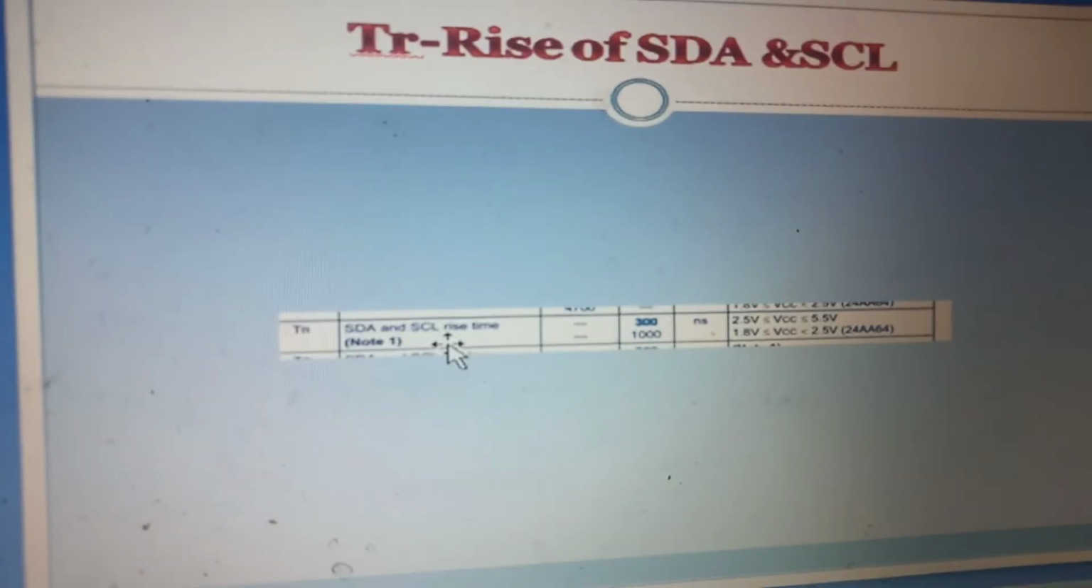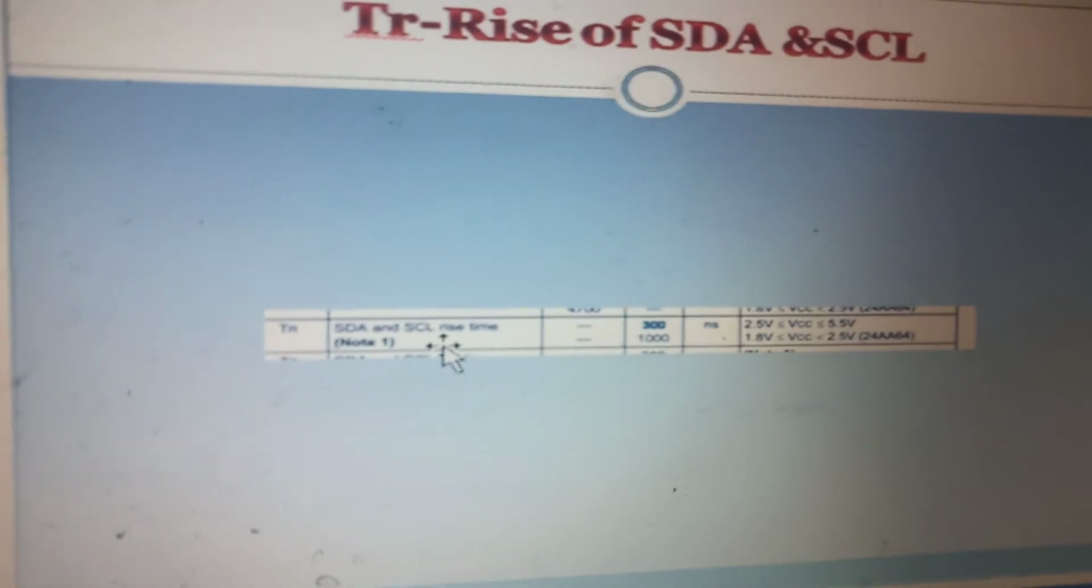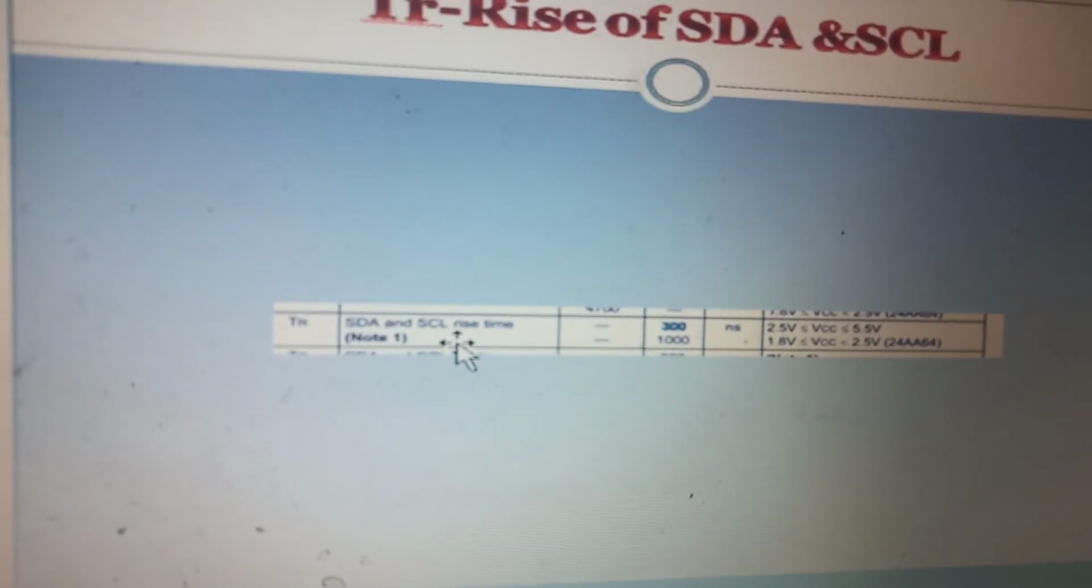As I told in the previous section, TR means the SDA and SCL rise time. Here the rise time mentioned is 300 nanoseconds and 1000 nanoseconds, depending on the frequency. What frequency are you going to use? Maybe 100 kilohertz or 400 kilohertz. According to that, you take these nanoseconds for the rise time and fall time of SDA and SCL.